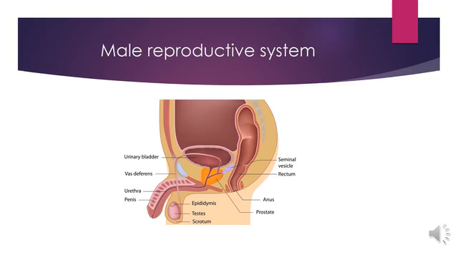We also have the penis that is in charge of depositing semen into the vagina during sexual intercourse. So you can think of the penis as being a copulation organ. We have the prostate gland and the seminal vesicles, which both produce fluids that make up the semen. Remember that semen is a mixture of fluids as well as sperm.